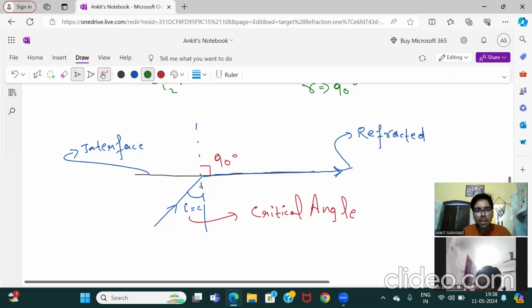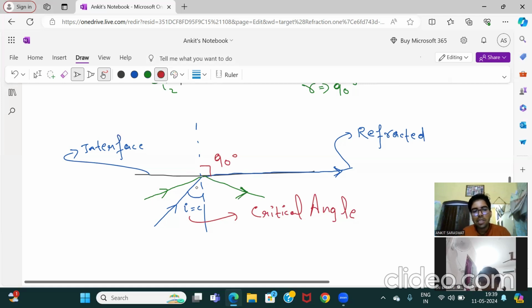Now, if I increase the angle of incidence more than the critical angle, even by just 1 degree, clear? For example, if the critical angle is 42 degrees, then if I incident any light at more than 40, 41 or 42, whatever the critical angle is, more than that, then what happens? It will come back to the same medium.